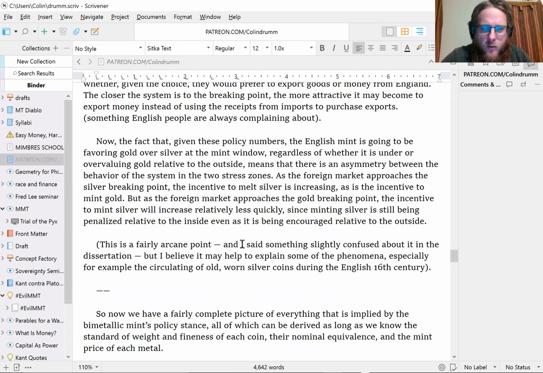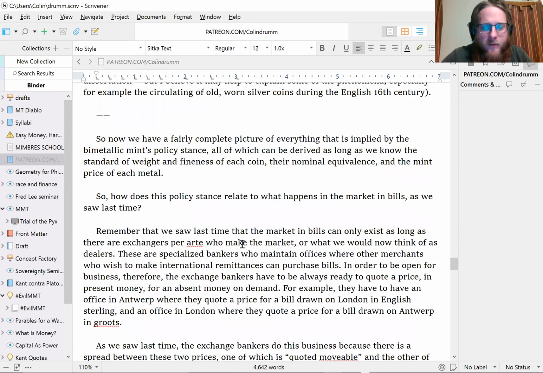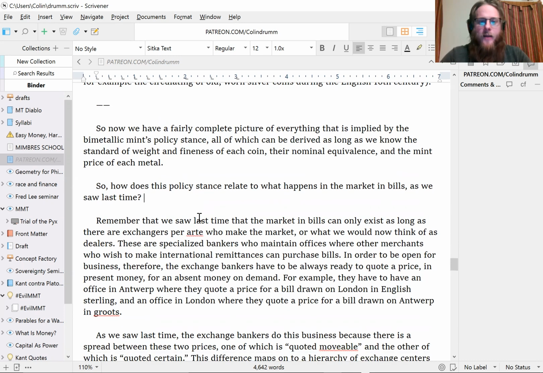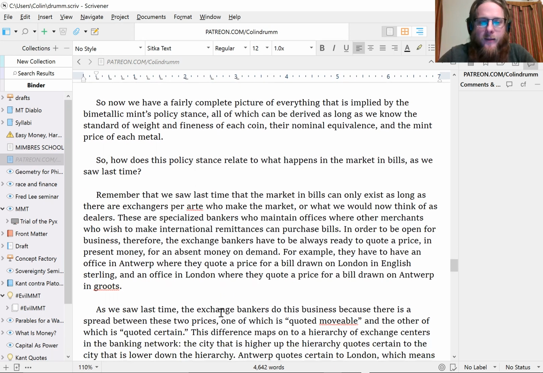So now that we've settled that, we have basically a complete picture of the bimetallic mint's policy stance, and all of this can be derived as long as we know the standard of weight, the fineness of the coins, their nominal equivalents, and the mint price of each metal. So how does this relate to the market in bills, which is what we talked about last time?